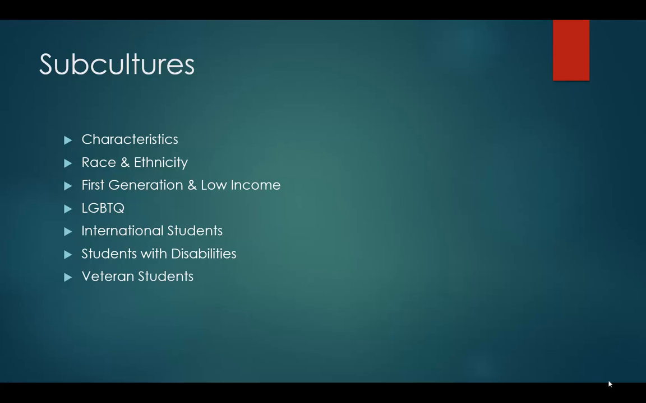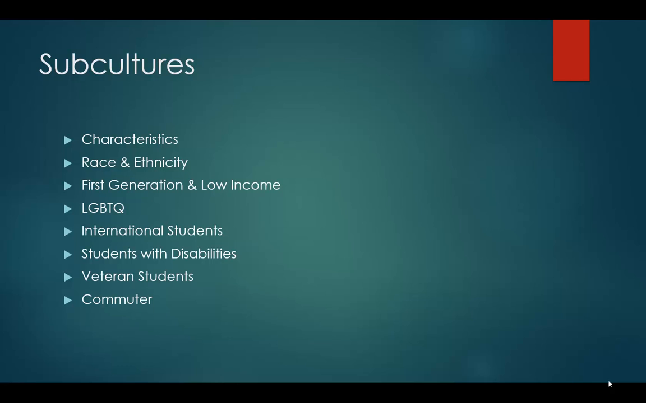This is only going to increase as the conflicts overseas continue and students continue to come back for educations and benefits. And mental health relates to veteran students because a number of them are coming back with PTSD, depression, anxiety, and a variety of other things that impact their campus life as well as the institution.